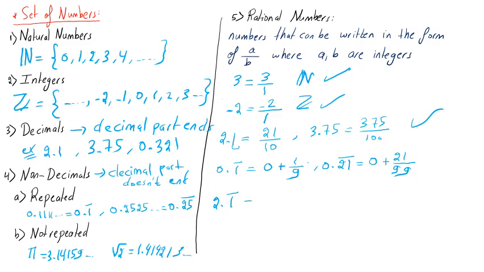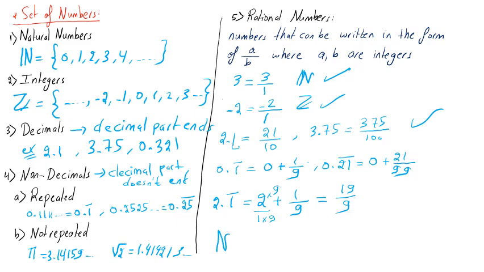2.1 bar, we put the whole part alone, 2 plus 1 over 9. Of course, if we want to continue this example, to write it in the form of one fraction, we make the same denominator and continue. 2 times 9 equals 18. 18 plus 1 is equal to 19 over 9.